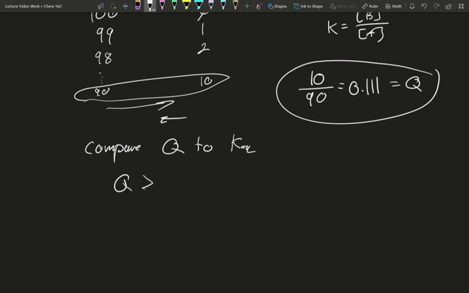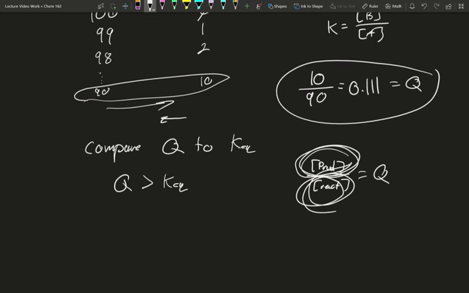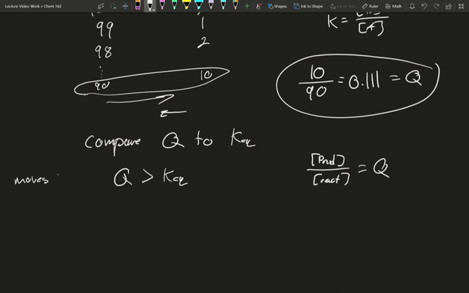If our Q is greater than KEQ, well, think about a ratio. You've got products on top, and you've got reactants on bottom. If our calculation is too great, I must have too much on top, too little on bottom. So if your mixture at the moment gives you a value greater than your equilibrium value, then you have too much product. The reaction moves towards reactants.